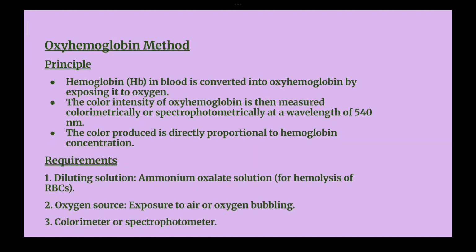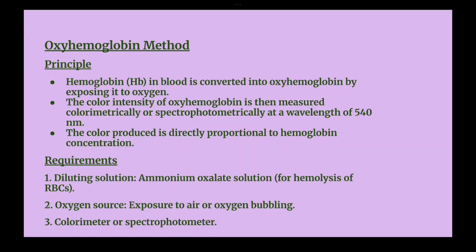The principle of this method is that HB in blood is converted into oxyhemoglobin by exposing it to oxygen. The color intensity of oxyhemoglobin is then measured under colorimetry or spectrophotometry at a wavelength of 540 nanometers. The color produced is directly proportional to the hemoglobin concentration.